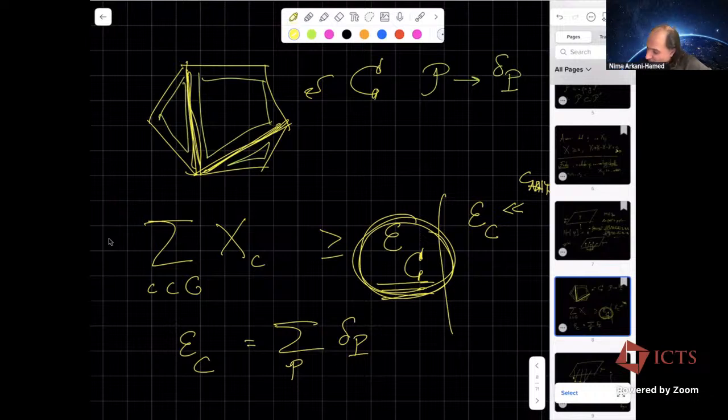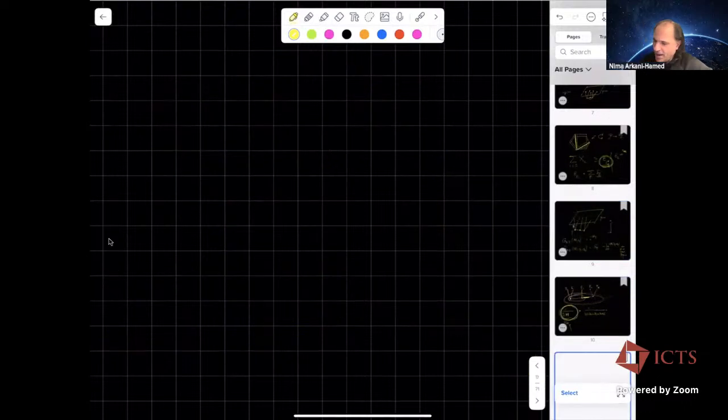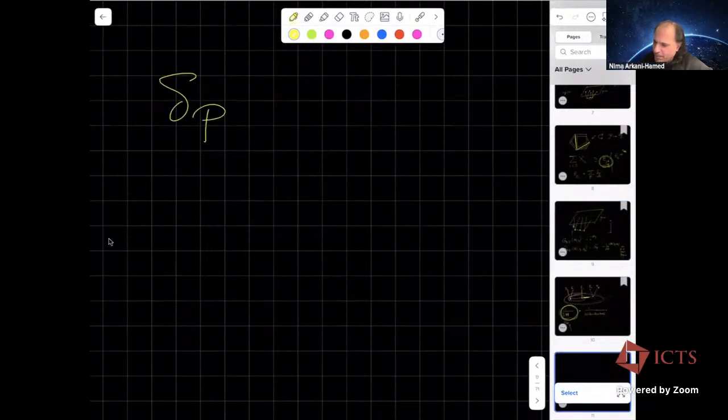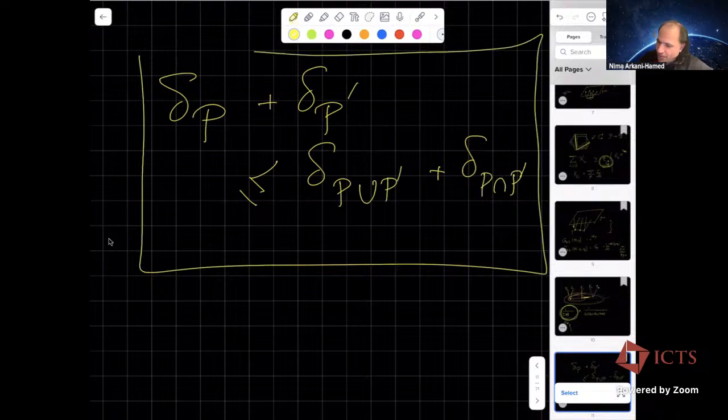But in fact, these deltas themselves have to satisfy a very interesting inequality. They have to satisfy that delta for polygons P plus delta P prime should be less than or equal to the delta you'd get for P union P prime plus the delta for P intersect P prime. Okay, so this is the really magic condition. There are two things going on. This is the answer to Yara's question ultimately.